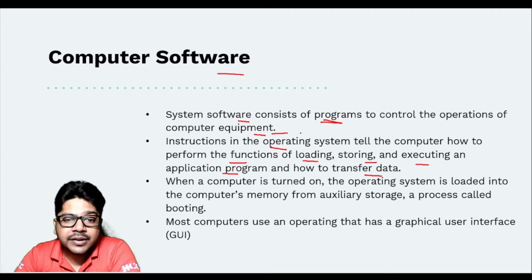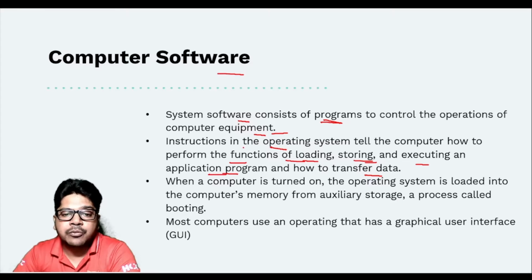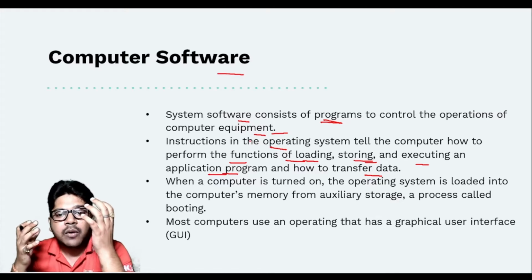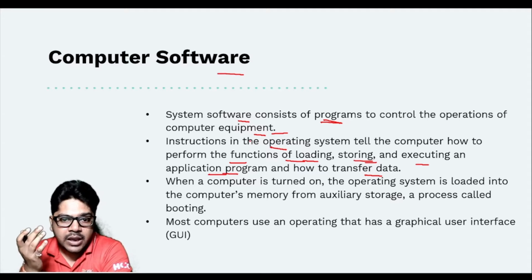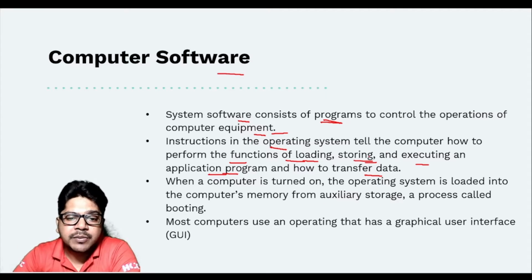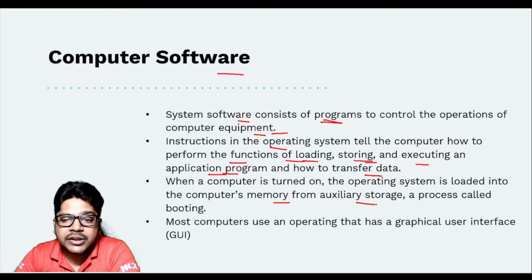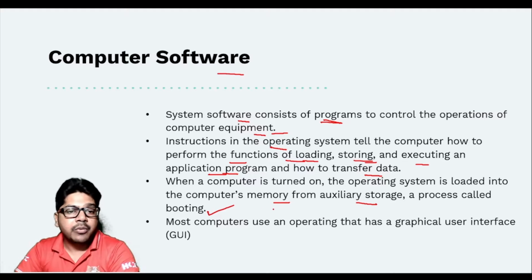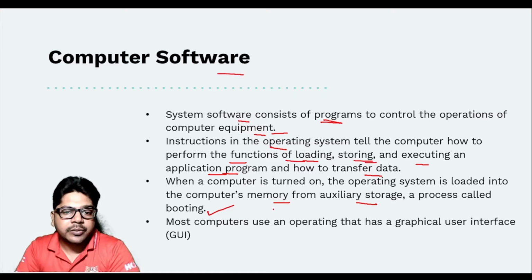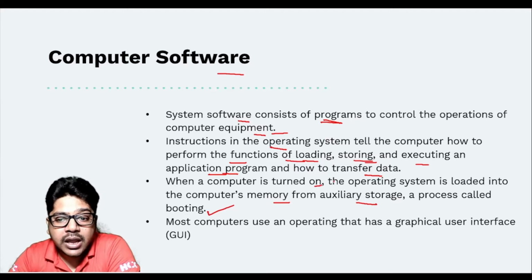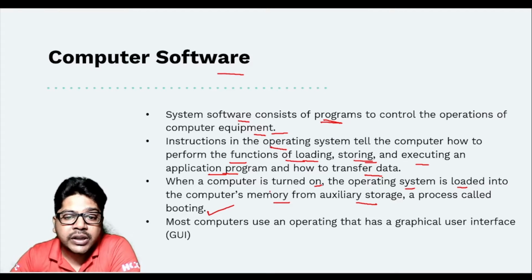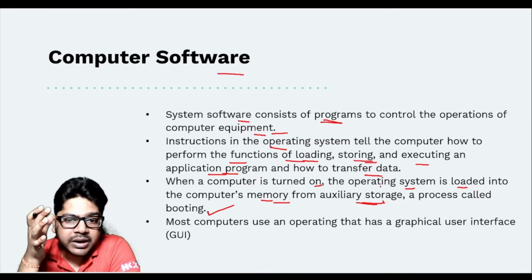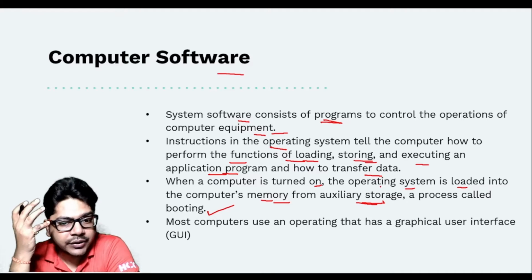What the operating system does is tell the computer how to perform the functions of loading, storing and executing an application program. The application program you want to use, the operating system is the one that handles it there. When a computer is turned on, the operating system is loaded into the computer's memory from auxiliary storage, which is called booting. You must have used the word booting many times, but what is booting actually? When a computer is turned on, the operating system is loaded into the computer's memory from the auxiliary storage, and that whole process is called booting.